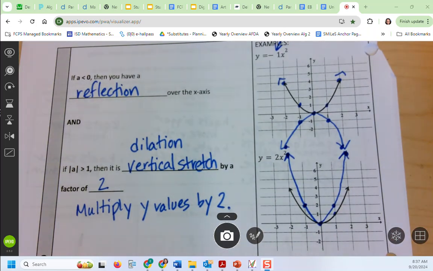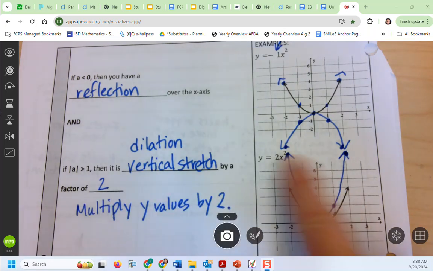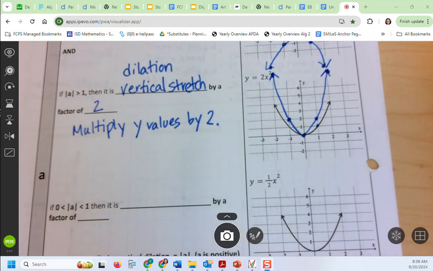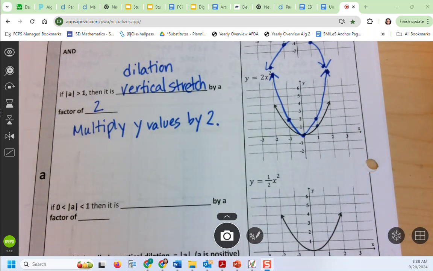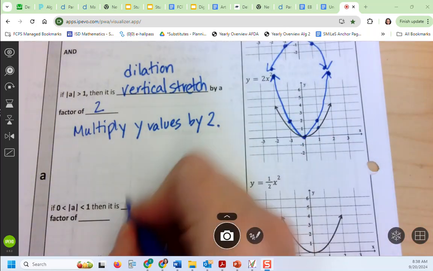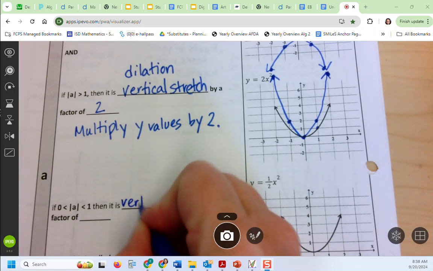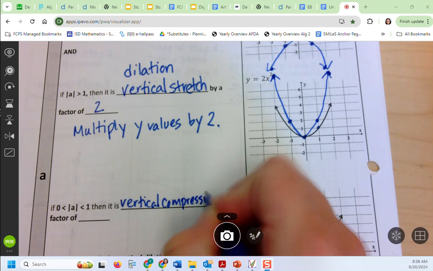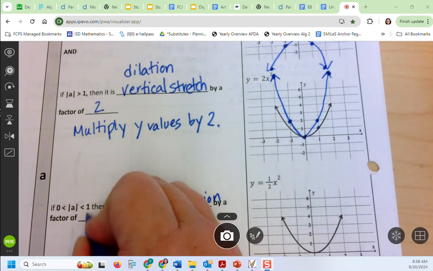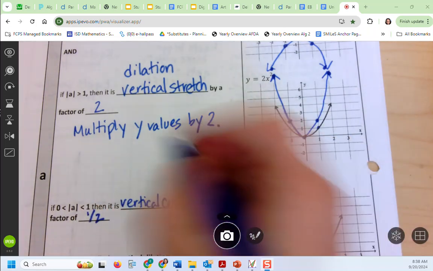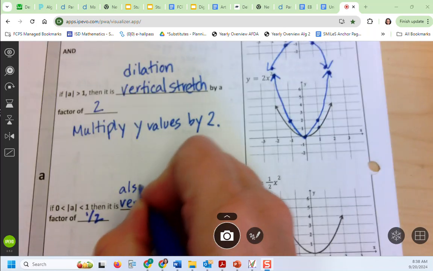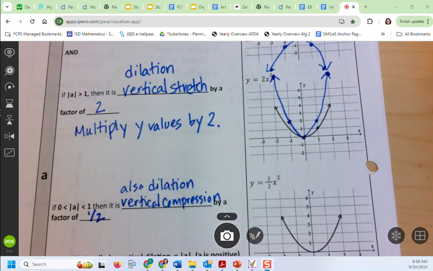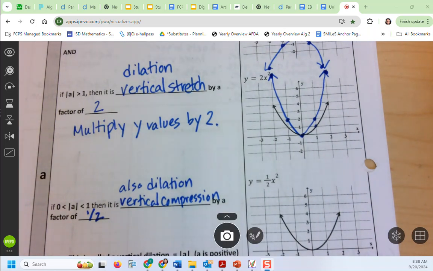Okay, I'm going to pause there because I see some of you still writing. If this one, y equals 2x squared, gets twice as tall, y equals 1/2 x squared is going to get half as tall, right? So it's going to get shorter. We call this a vertical compression by a factor of 1/2. Vertical compression can also be called dilation. So you can use the word dilation for both vertical stretch and vertical compression.